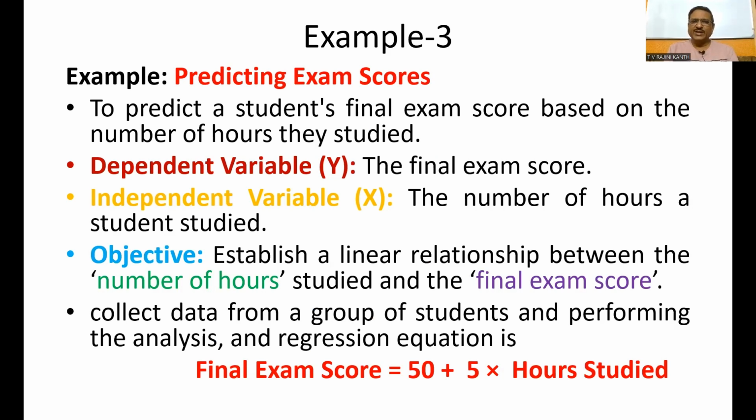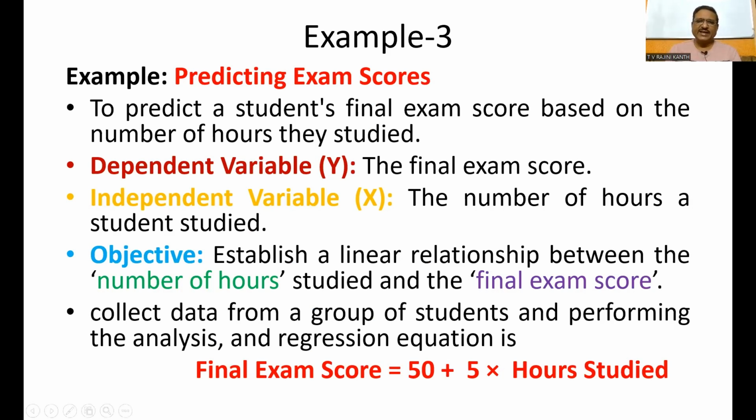The task is to predict a student's final exam score based on the number of hours they study. The score is directly proportional to how many hours you studied, that is, to total effort and total concentration. So the dependent variable y is the final exam score, and the independent variable x is the number of hours the student has studied. The objective is to establish a relationship between the hours studied and the final exam score.